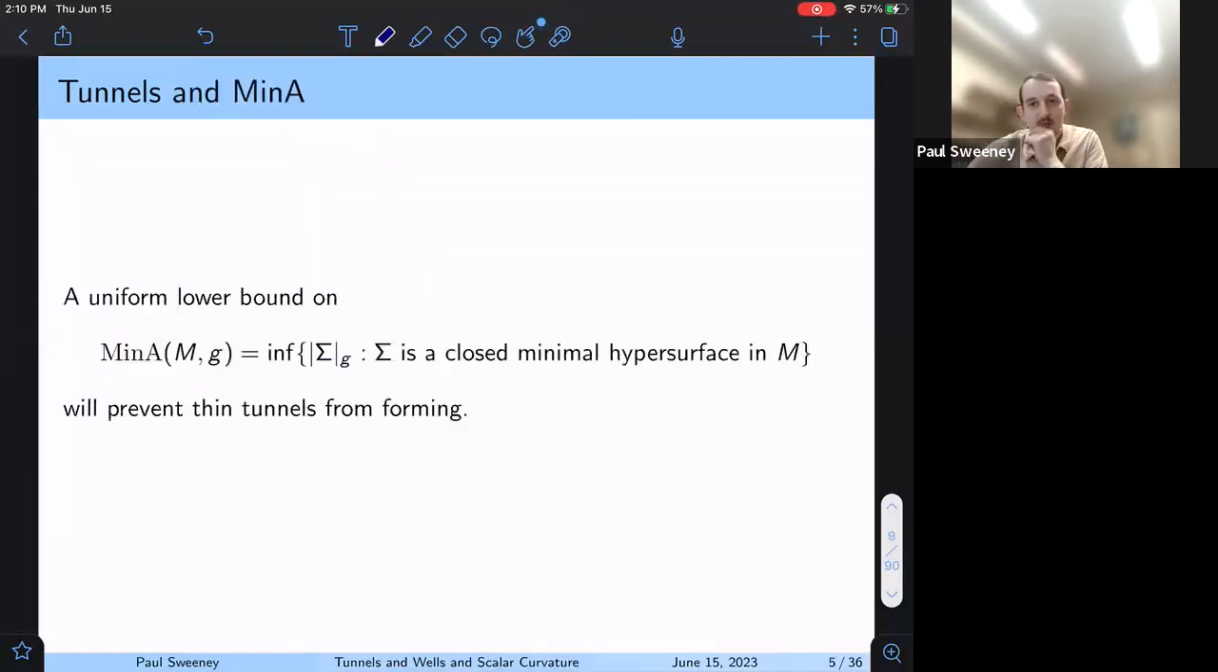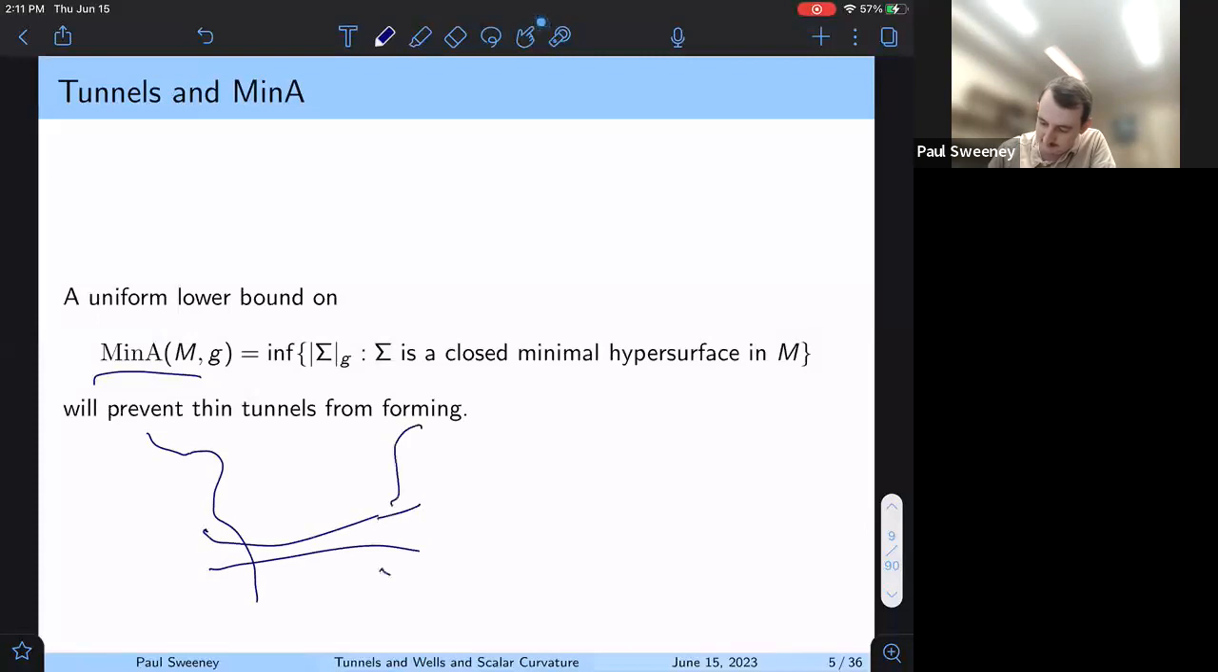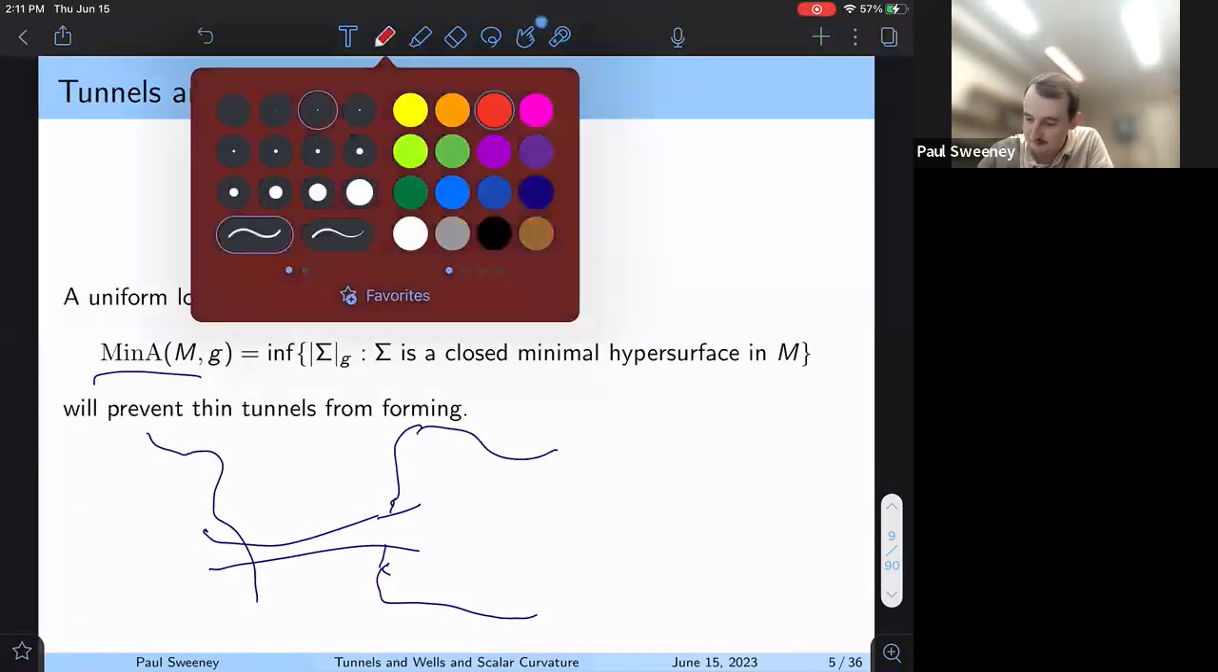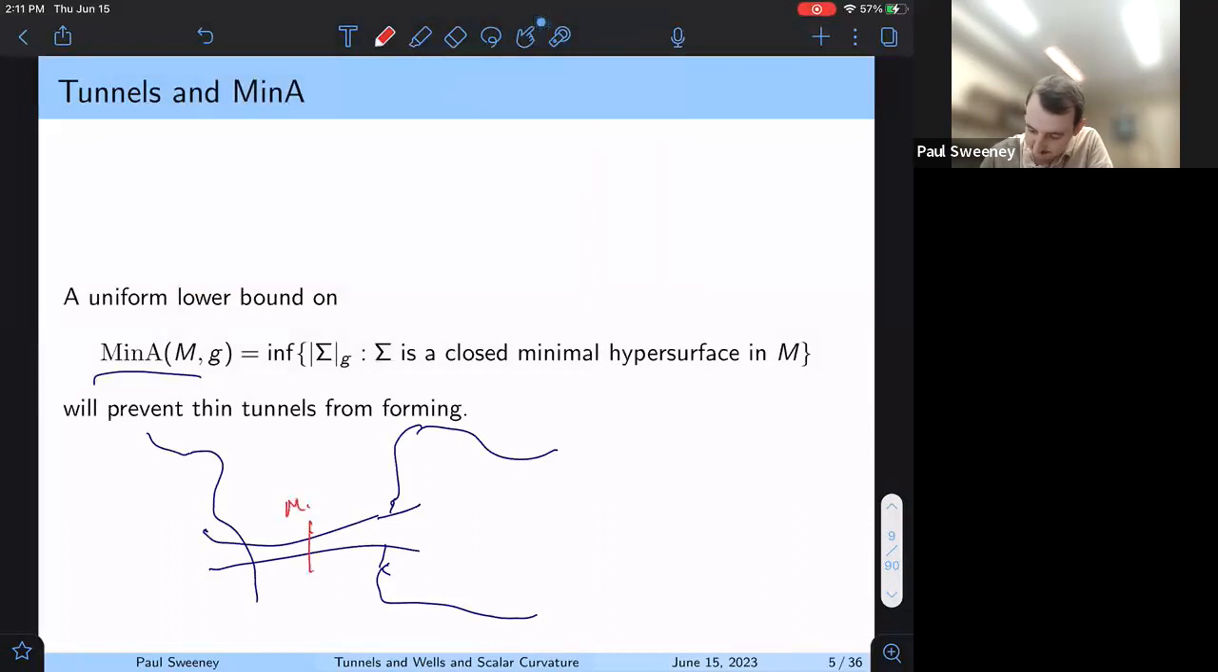Well, we can require a uniform lower bound on min A, which is the area of the smallest closed minimal hypersurface in M. And how can we see this? Well, if we have two parts of a manifold connected by a tunnel, so we have something over here happening, we have a tunnel going on, and it attaches to another part of a manifold. Then we see that in here, we'll have a minimal surface, and this sigma, let's call it, and the area of sigma will be small.